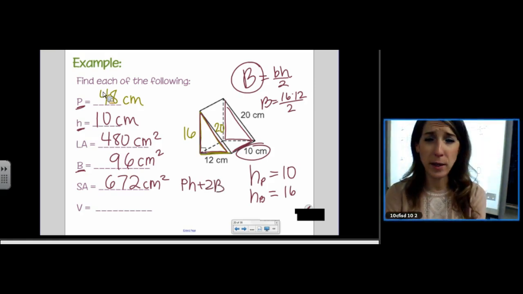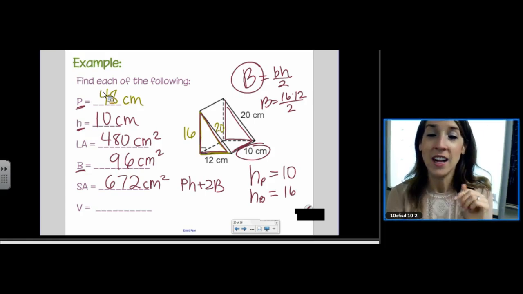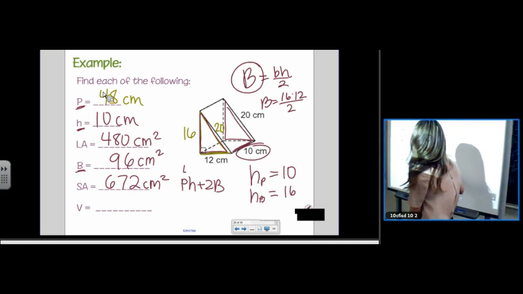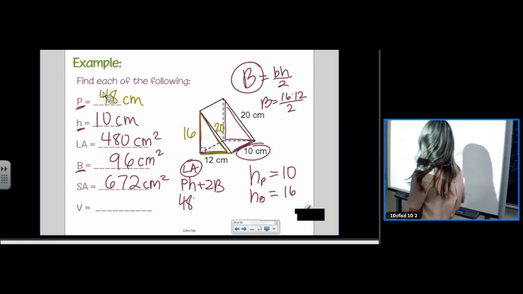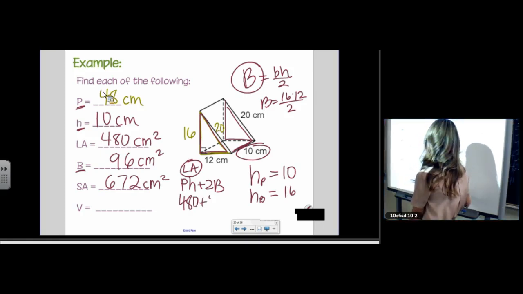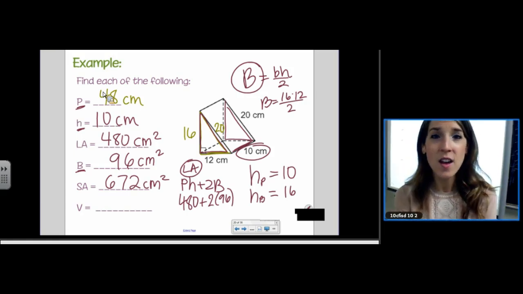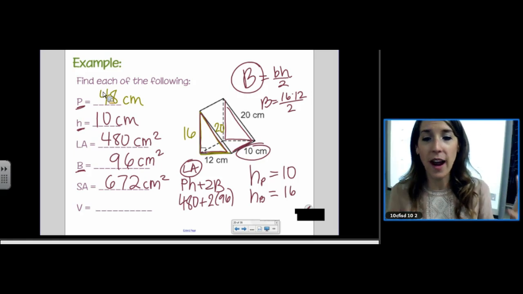You guys are not allowed to reinvent wheels. Do not reinvent a wheel that's already invented. So pH, this is just the lateral surface area. You've already found that. You've already done the hard work to find that, and you've already found B. So when you go to find the total surface area, please don't multiply P times H again, because that leaves you room for error.